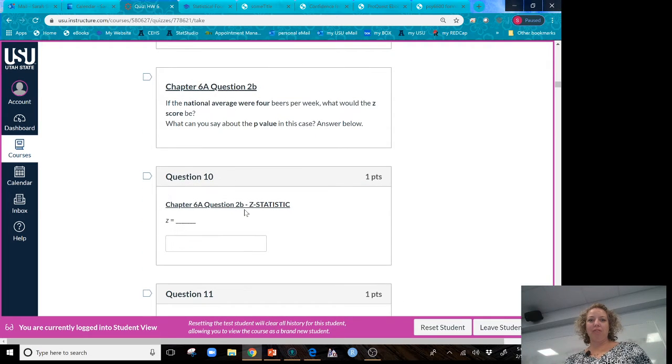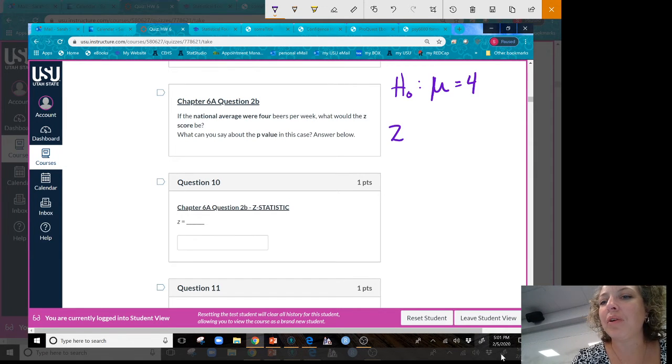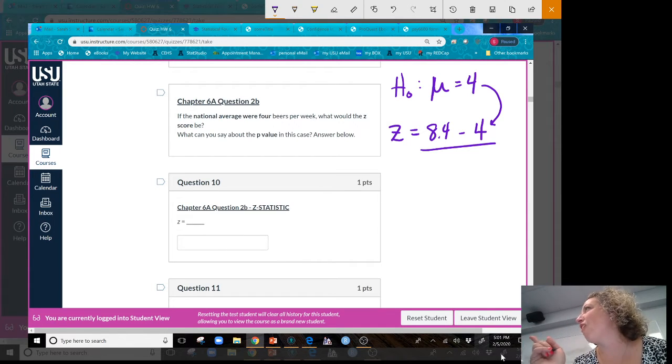So now here's the next problem. We're still working on the same stuff, but if the national average were 4, what was it before, 7, what would be the z-score and the p-value? So what would change? Now the null hypothesis is mu equals 4. What was the sample average? 8.4. But instead of subtracting 7, we're subtracting 4. That's what we changed. Do we change the standard error?